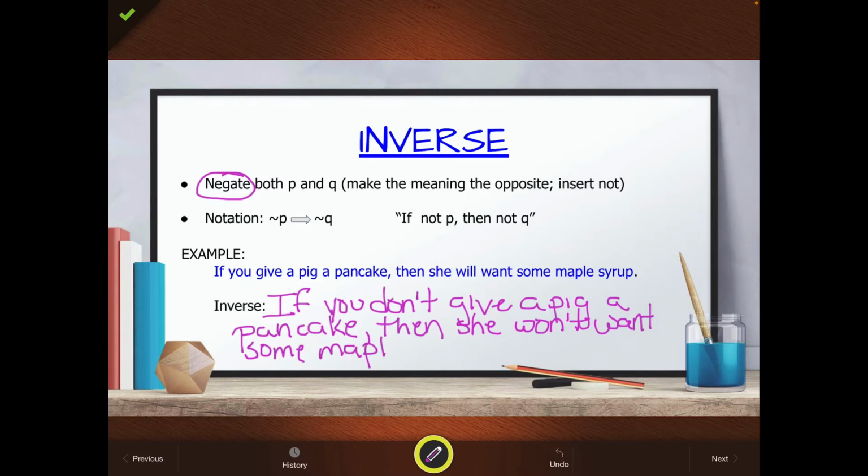So again, inverse, your keyword, if you need a keyword to remember, is negate. It means make it mean the opposite. Okay. Again, a lot of times it just means inserting the word not. You do want it to be grammatically correct, so be very careful of that. Okay. But if you don't give a pig a pancake, then she won't want some maple syrup. We took the hypothesis and negated it, and we took the conclusion and negated it. Questions so far?